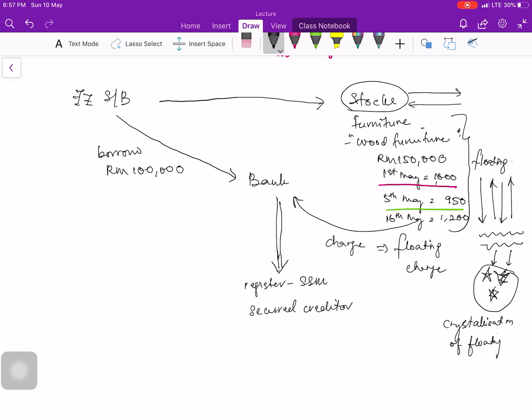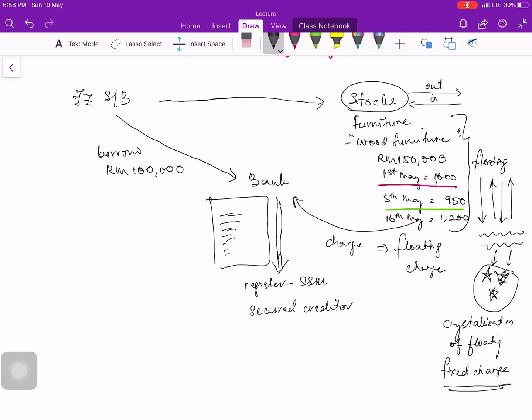Okay. How do you crystallize? When certain events in the document happen, the events will be stated in the document. When any of the events in the document happens, this floating charge will crystallize, and it is no longer a floating charge. It has become a fixed charge, right? When it has become a fixed charge, they can no longer be in and out of stocks. The company can no longer deal with their stocks. It stops.